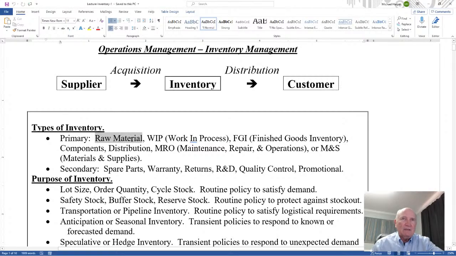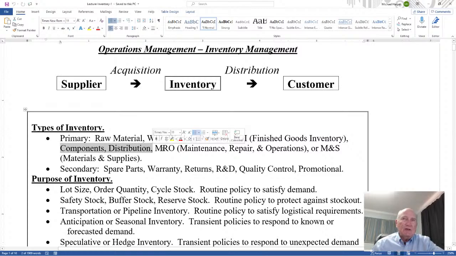Raw material is the material before they create a product. The finished goods inventory is the final product. And the work in process is the partially made products, the inventory after the raw material but before it's completed as a final product. That's called WIP inventory. If you have an inefficient process, the WIP inventory can be very large. Then you have component inventory and distribution inventory, which is inventory on its way to the customer.